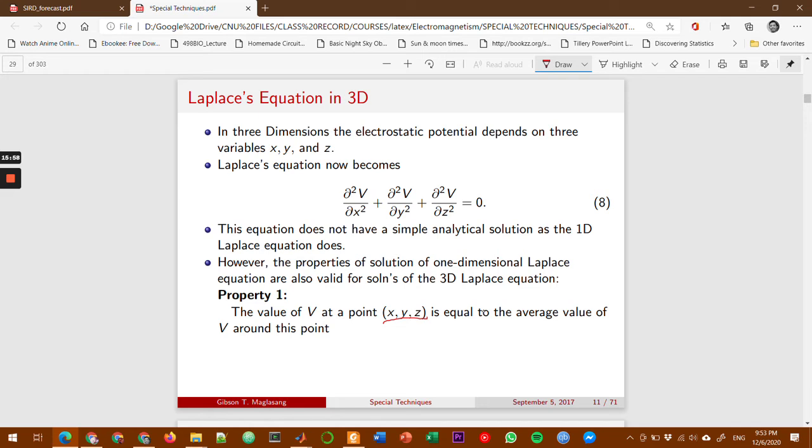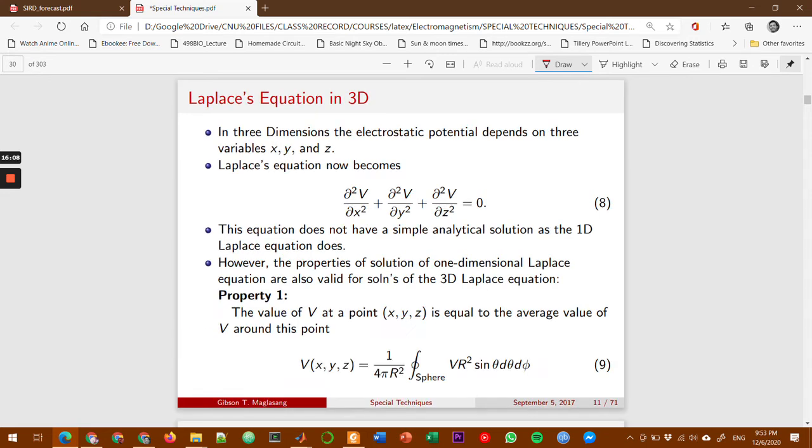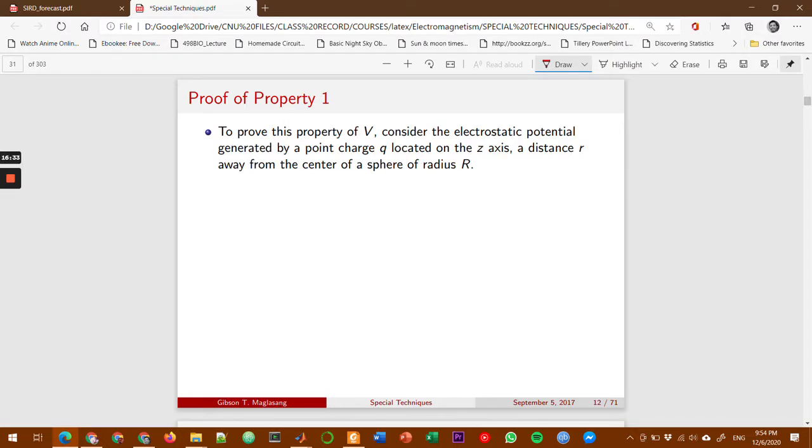Since it is 3 dimensions, it's like taking the surface of a sphere instead of a circle. That's why you have this. This is the sum of everything, right? Like in the line, you add v1 plus v2. This one is continuous. You have a sphere. So this is the area of the sphere divided by the area around the point, which is the area of the sphere. So we can prove this property of V.